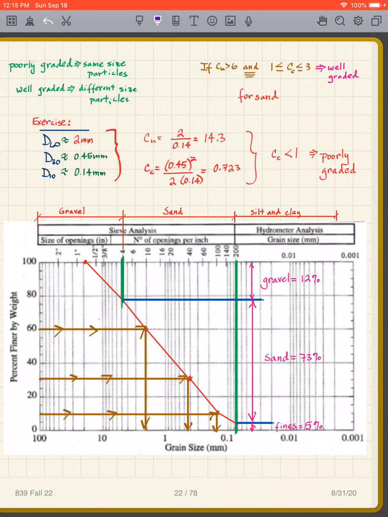And what do I find? My CU is bigger than 6, but my CC does not fit in this range. So it's not well graded, it's poorly graded. You can't tell just by looking at the curve. You have to do this calculation.